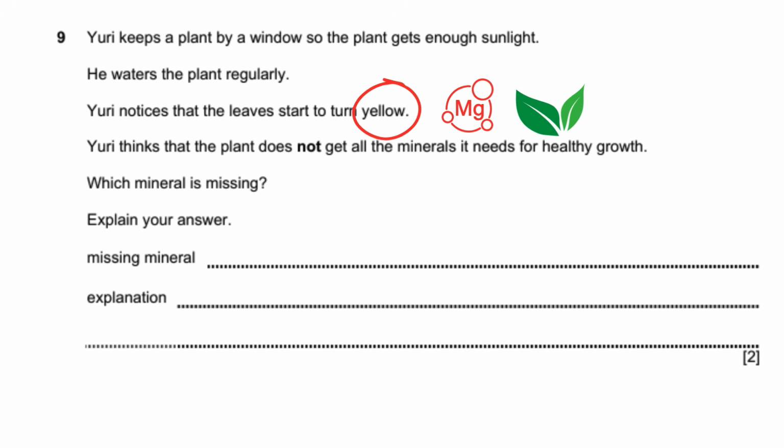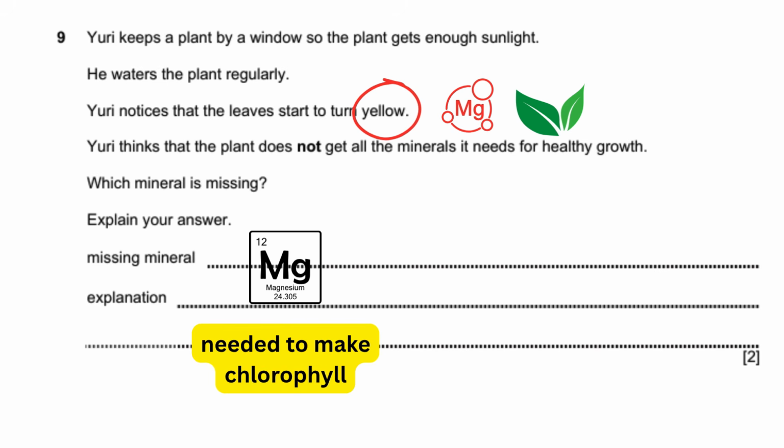Yuri noticed that leaves start to turn yellow. Yuri thinks that the plant does not get all the minerals it needs for healthy growth. What is the mineral that is missing? For sure, the missing mineral is magnesium. And why? What is the explanation? As we said, it is needed to make chlorophyll, which gives the plant the green color. Okay. So if there is a lack of magnesium, there will be a lack of chlorophyll and the plants turn yellow.